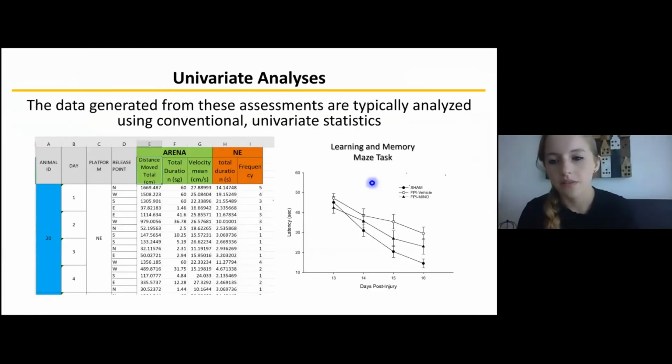These tasks often generate data sets that look something like this spreadsheet with a number of columns for the metrics that were measured during the task. And then these data are typically analyzed using those conventional univariate techniques such as ANOVAs and generate graphs like this.